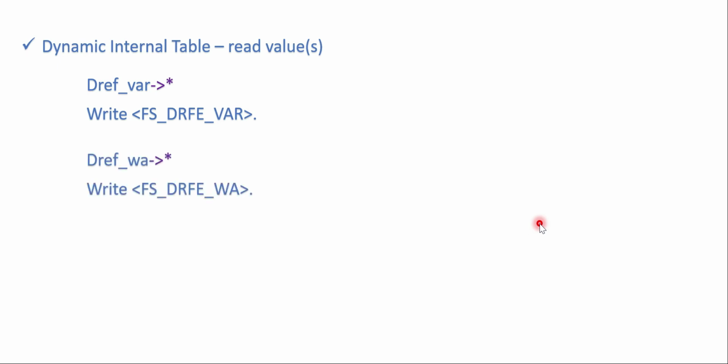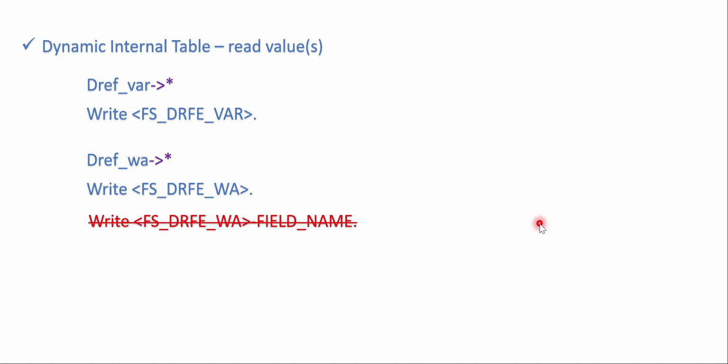And if it is a work area, that is also okay if you want to display all the values at a time, meaning all the field values at a time. So you can go with write and that field symbol name. But if you want to specifically get the data of a field value from a work area or a body of an internal table, this write is not going to help because the field is generated dynamically.